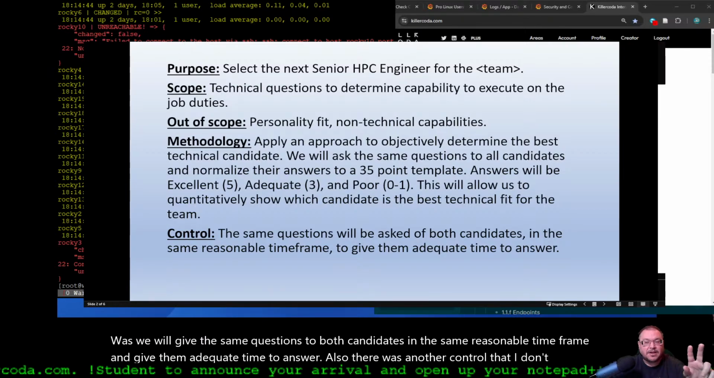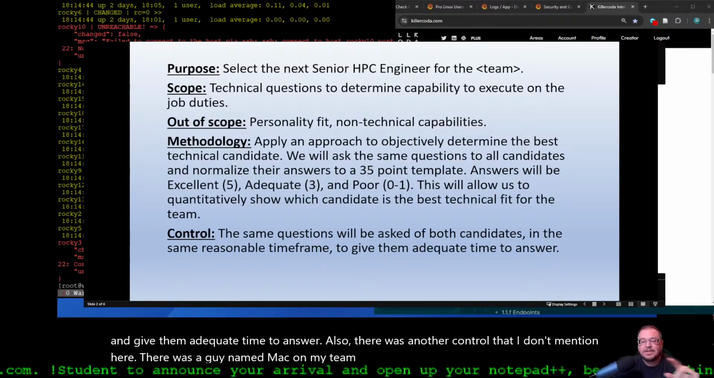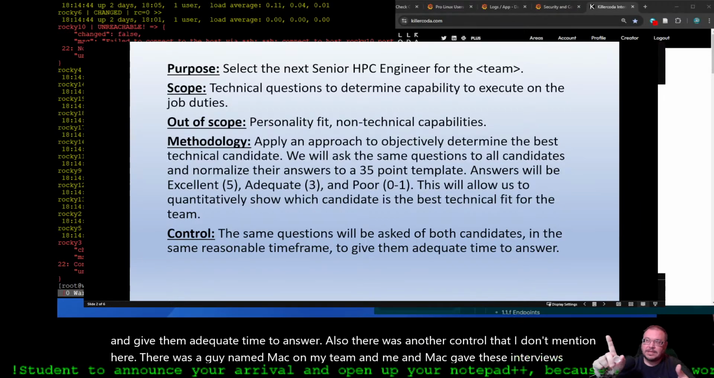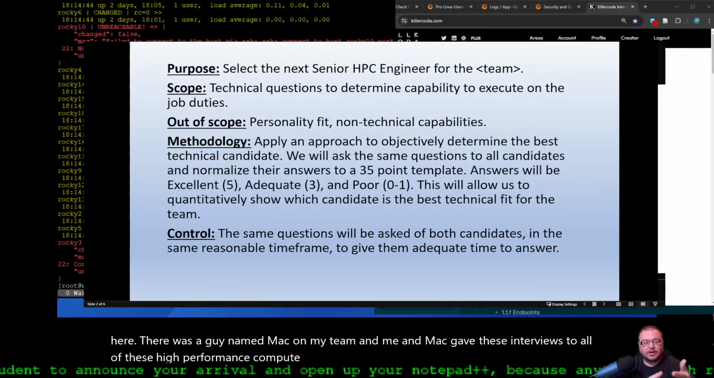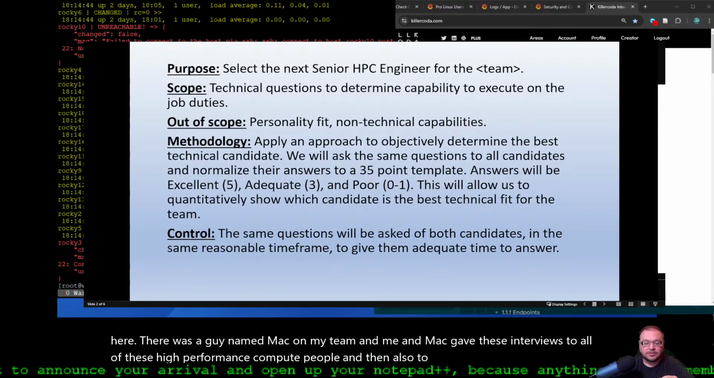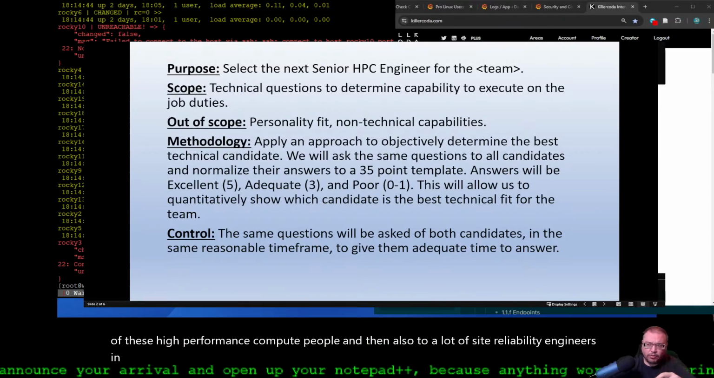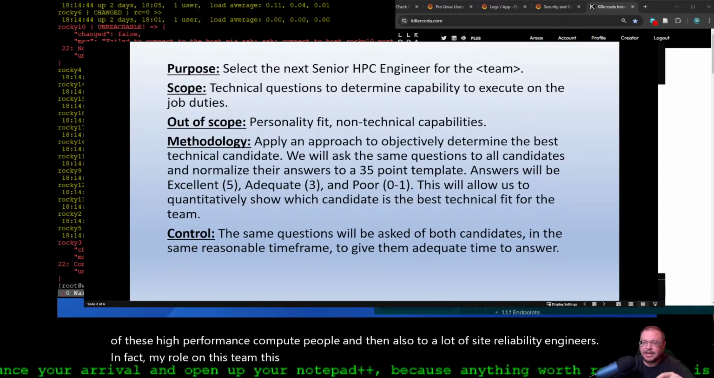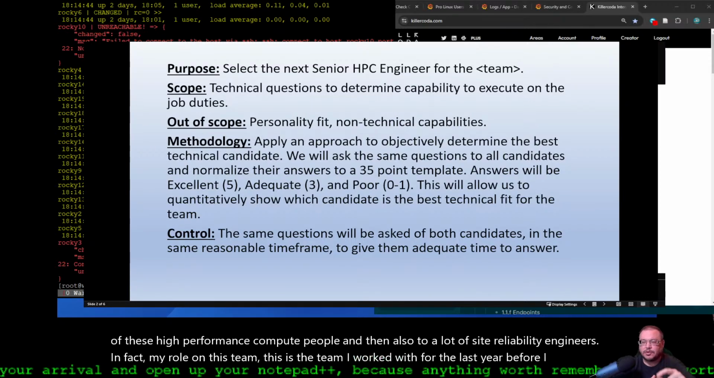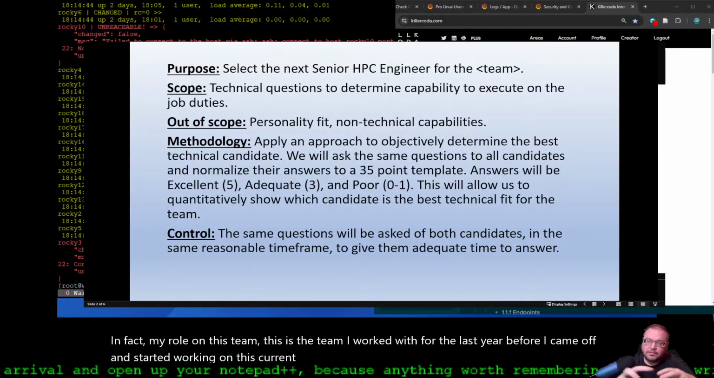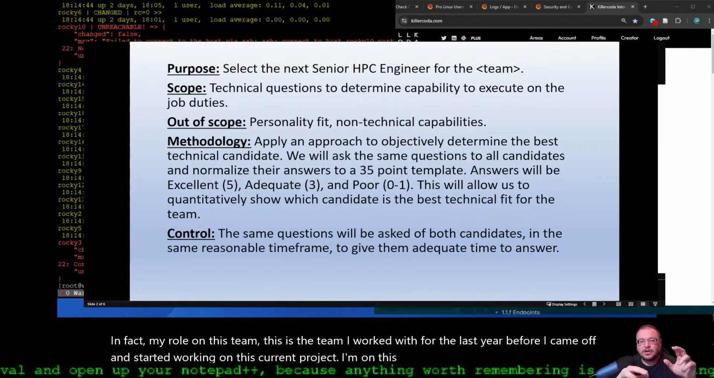There was a guy named Mac on my team, and Mac and I gave these interviews to all of these high performance compute people, and also to a lot of site reliability engineers. In fact, this was the team I worked with for the last year before I came off and started working on the current project I'm on.